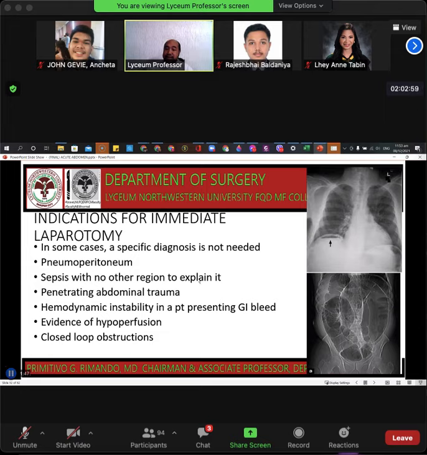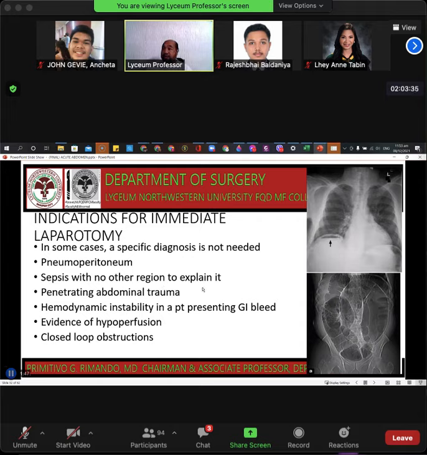You have sepsis with no other region to explain it. Sometimes our counterparts from IM or pediatrics would refer a patient with sepsis: Doc, I've already ruled out pneumonia or respiratory problem. I've already ruled out CNS problem. There are no soft tissue sources of the sepsis. Can you please look at the abdomen? So sepsis with no other region to explain it, we can do your laparotomy.